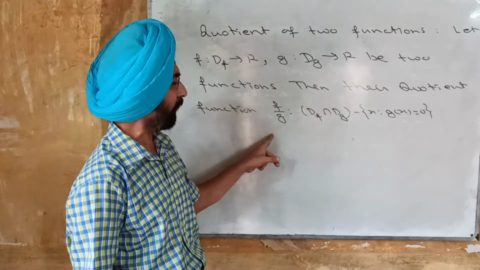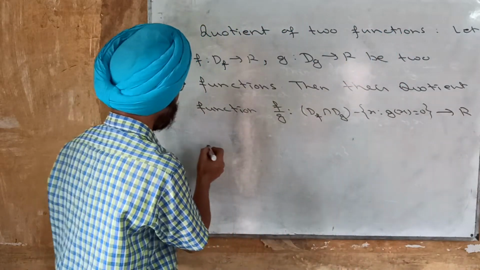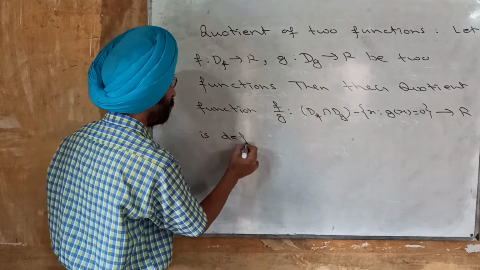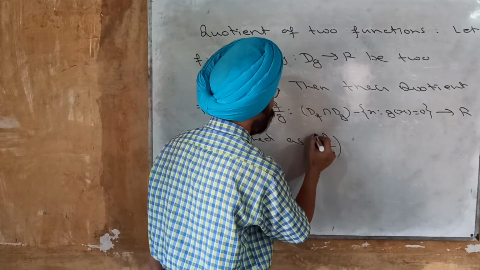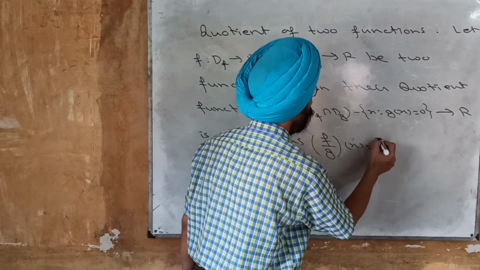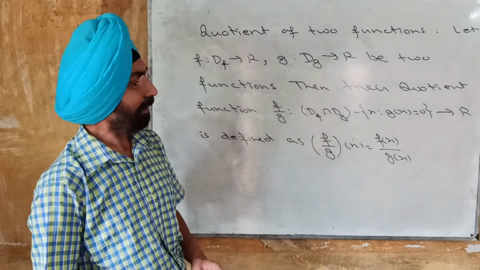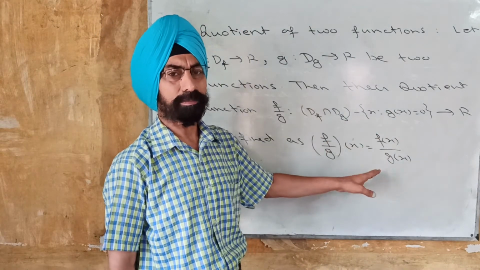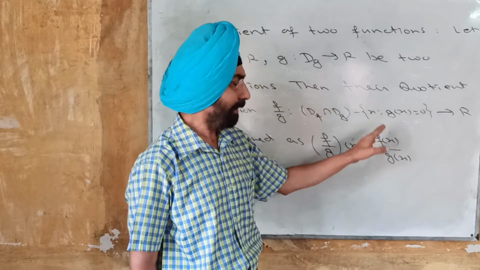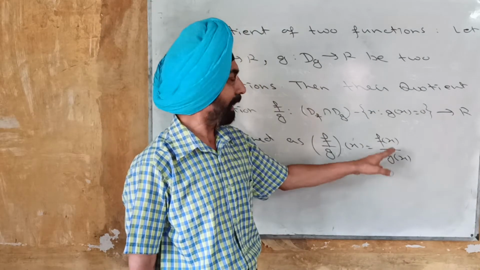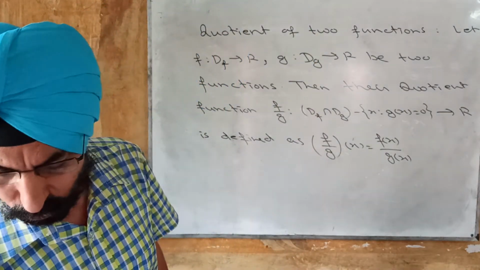Something upon 0 will not be defined. So now this is the domain. From this to R is defined as, and the definition is the same. That means f upon g of x is equal to f(x) divided by g(x). Now we have no problem because all those points where g(x) is going to be equal to 0 we have omitted. That means the denominator will not be 0 now, and f(x) upon g(x) will be well defined. So this is the definition of quotient of two functions.